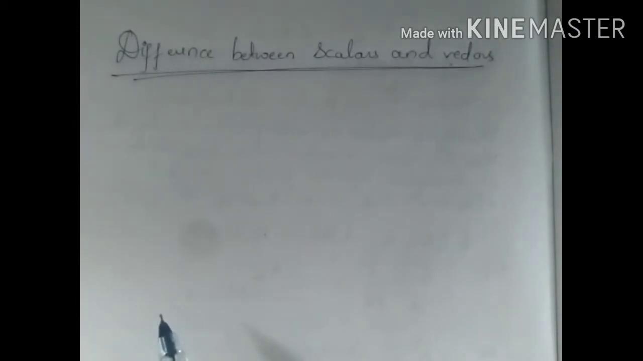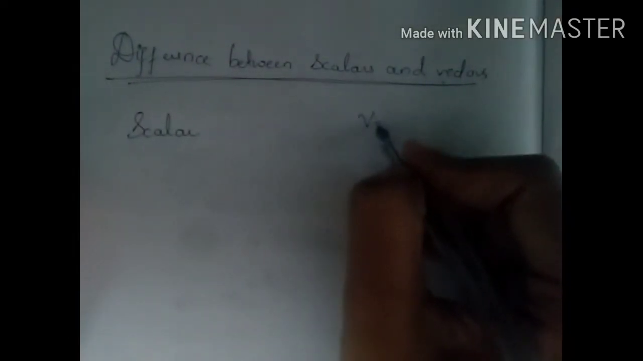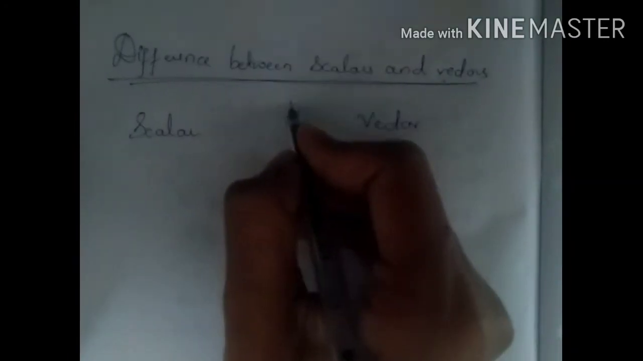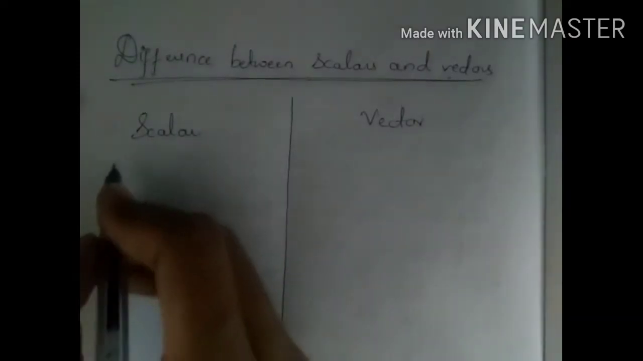In the last class we learned what is scalar and what is vector. But there we didn't learn what is the difference between scalar and vector. So let us try to learn the difference between scalar and vector in this class. So the first here is scalar, vector. So scalar quantities are specified by magnitude only.